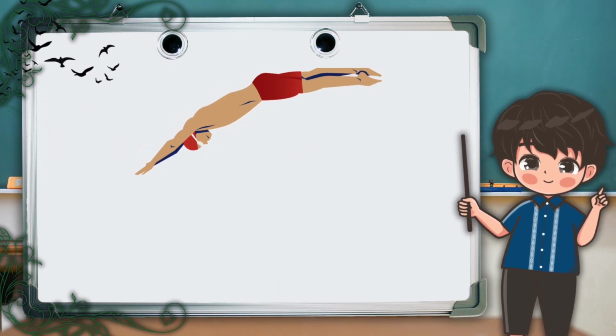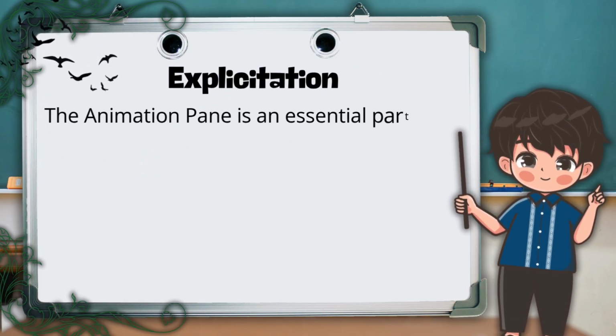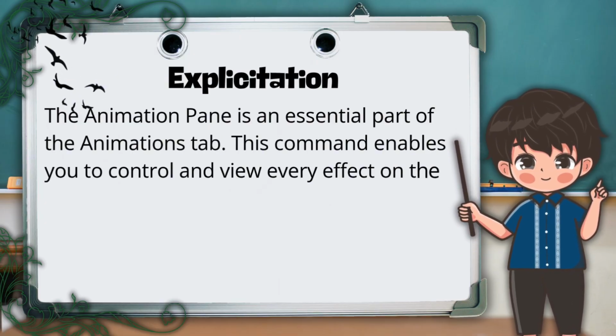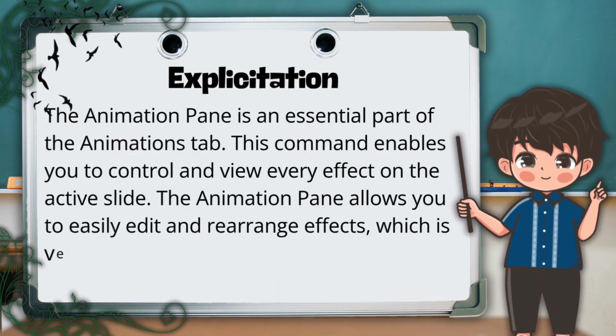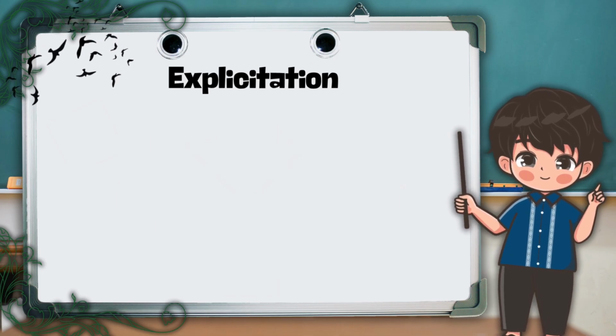Now let's dive in and explore Animation Pane. The Animation Pane is an essential part of the Animations tab. This command enables you to control and view every effect on the active slide. The Animation Pane allows you to easily edit and rearrange effects, which is very helpful if you have multiple effects.